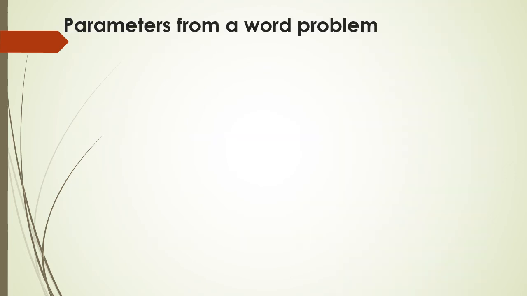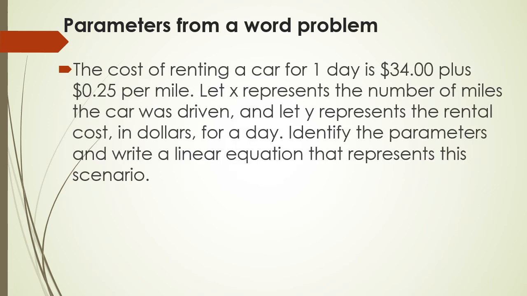Now let's find out how we can find parameters from word problems. We have this word problem where the cost of renting a car for 1 day is $34 plus $0.25 per mile. Let x represent the number of miles the car was driven, and let y represent the rental cost in dollars for a day. Identify the parameters and write a linear equation that represents this scenario.